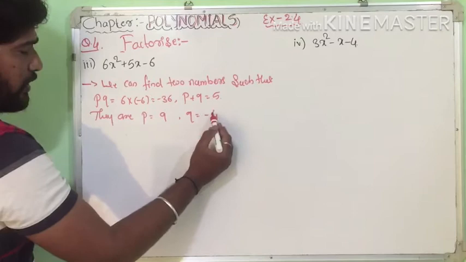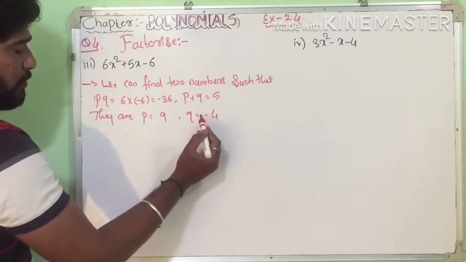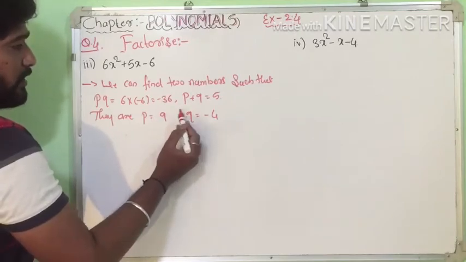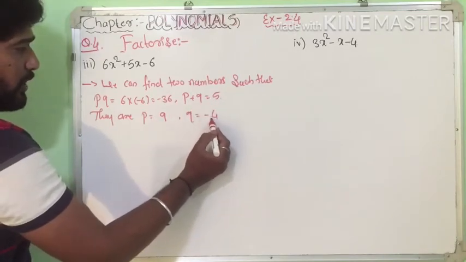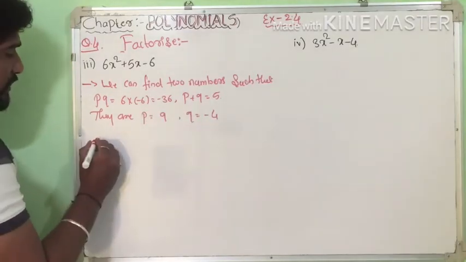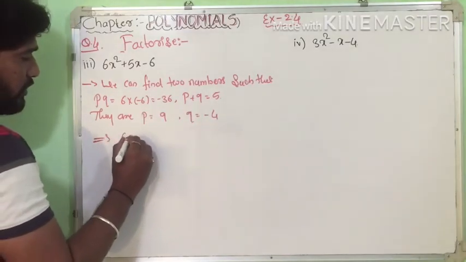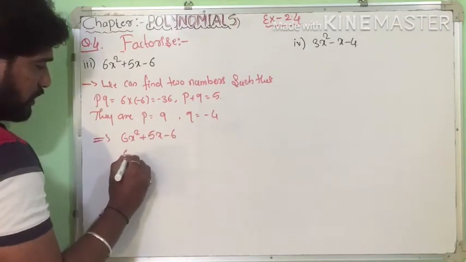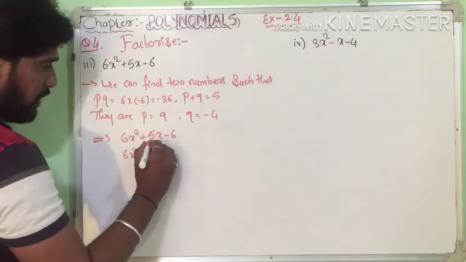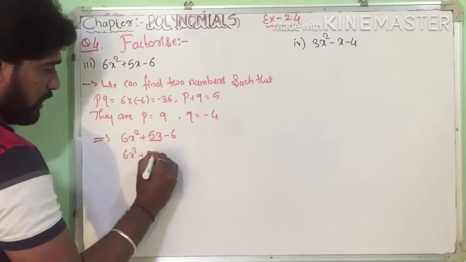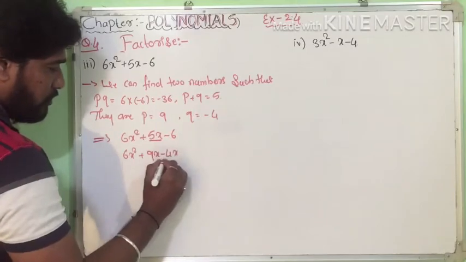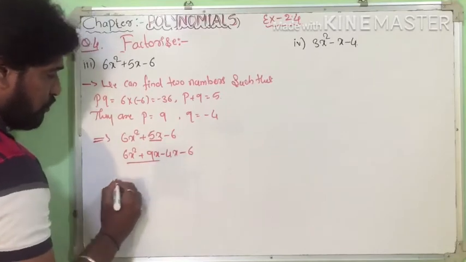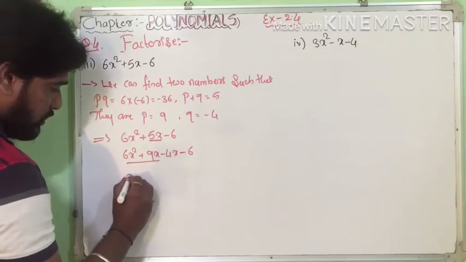Why did I take minus on the smaller number, minus 4? Because when we subtract, the bigger number keeps its symbol. Here we want plus 5, that's why I take minus 4. Is it clear? Now write down 6x square plus 5x minus 6. So 6x square plus, I split this term as 9x minus 4x, which makes 5x, then minus 6.